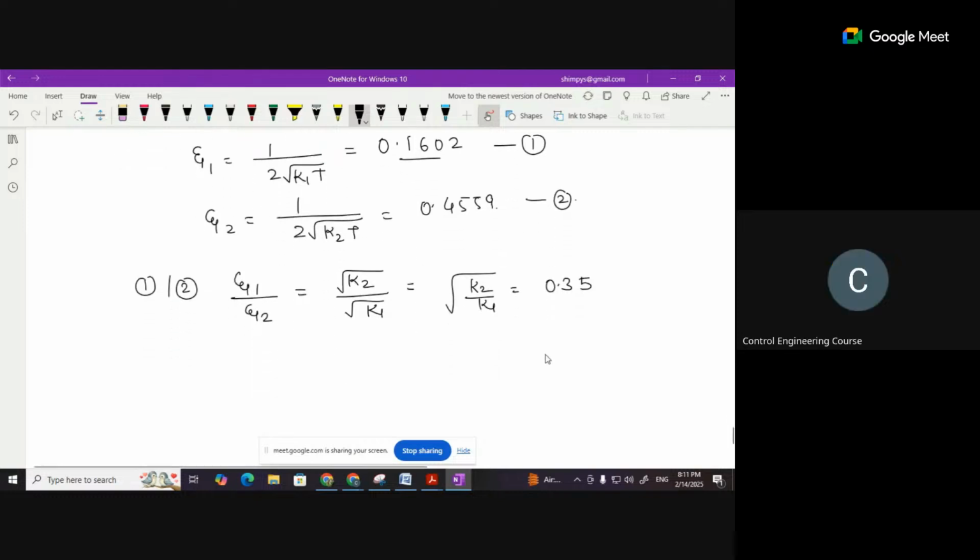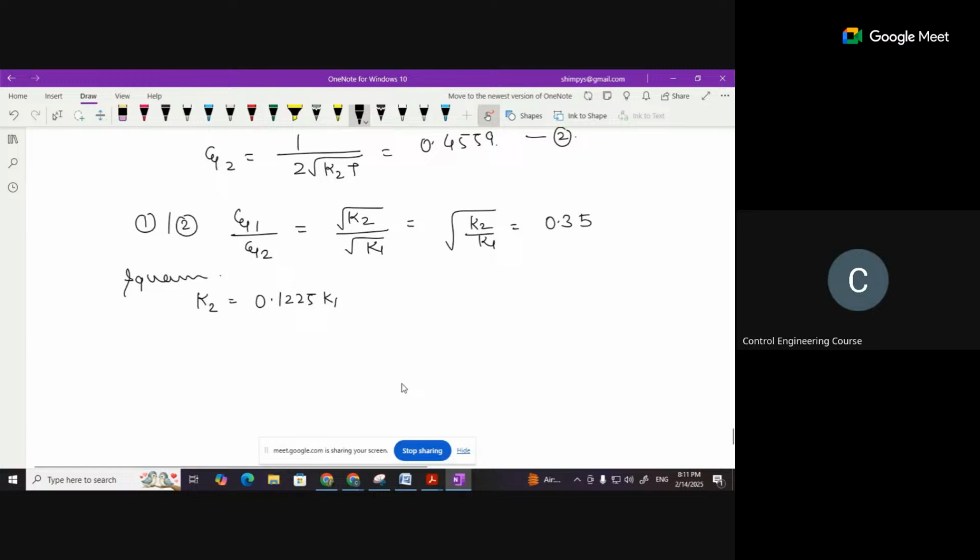Yes. Okay, now square both the sides. So you will get k2 equals 0.1225 k1 on squaring both sides. Okay, yes, ma'am. It is a bit like a lengthy problem, but it's easy, conceptual, it's not difficult.